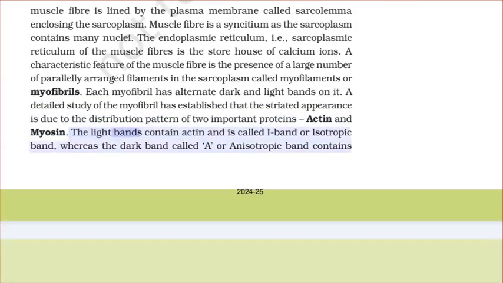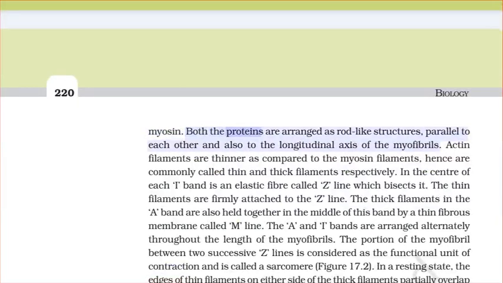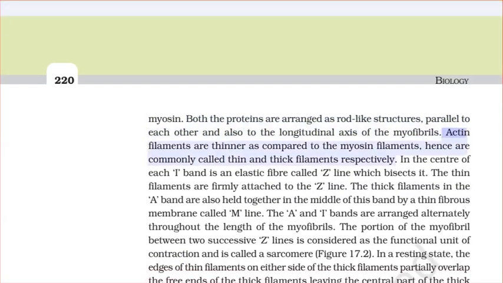The light bands contain actin and are called I band or isotropic band, whereas the dark band, called A or anisotropic band, contains myosin. Both the proteins are arranged as rod-like structures parallel to each other and also to the longitudinal axis of the myofibrils. Actin filaments are thinner as compared to the myosin filaments, hence are commonly called thin and thick filaments respectively.